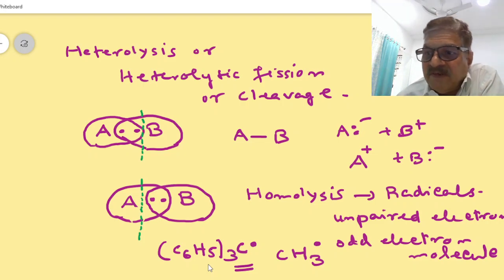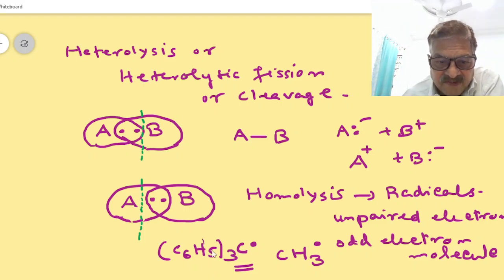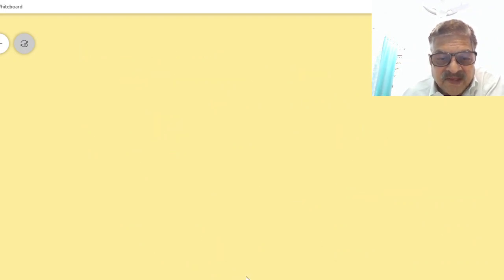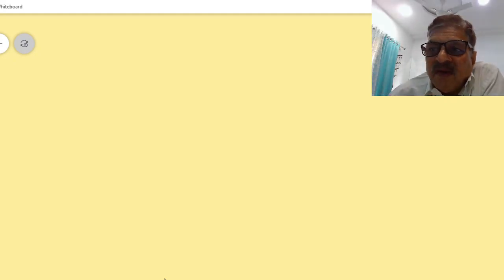Now, in the case of heterolysis, heterolysis will produce charged particles, that is charged ions here. This is the difference between homolysis and heterolysis. Homolysis will give radicals, highly reactive intermediates with only one unpaired electron, odd electron molecule, highly reactive species, unstable. And in the case of heterolysis, it will generate charged intermediates. These reactive intermediates have only a very short life. They will react very quickly to form stable organic compounds.